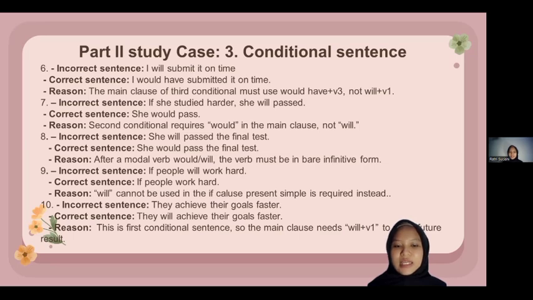Number 9 is: if people will work hard. The correct sentence is: if people work hard, because will cannot be used in the if clause; present simple is required instead. Number 10 is: they achieve their goal faster. The correct sentence is: they will achieve their goal faster, because this is a first conditional sentence, so the main clause needs will plus verb 1 to show a future result.